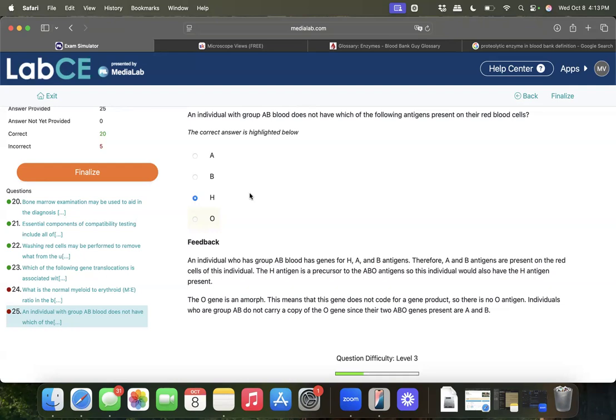Duh, because there is no antigen. Come on, individuals who are group AB do not carry a copy of the O gene since the ABO genes that are present are A and B. Damn. Sorry guys, I messed you up.